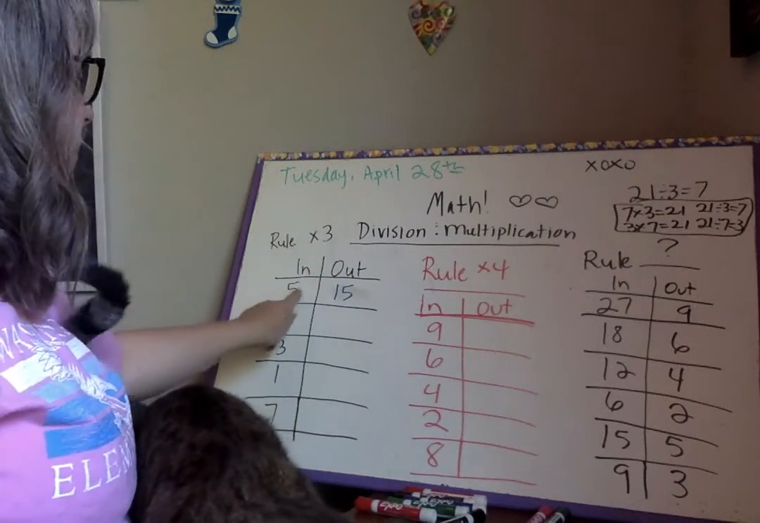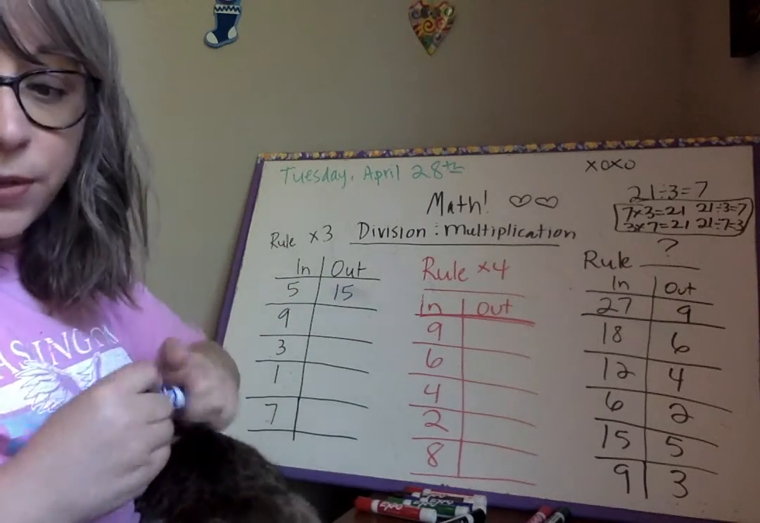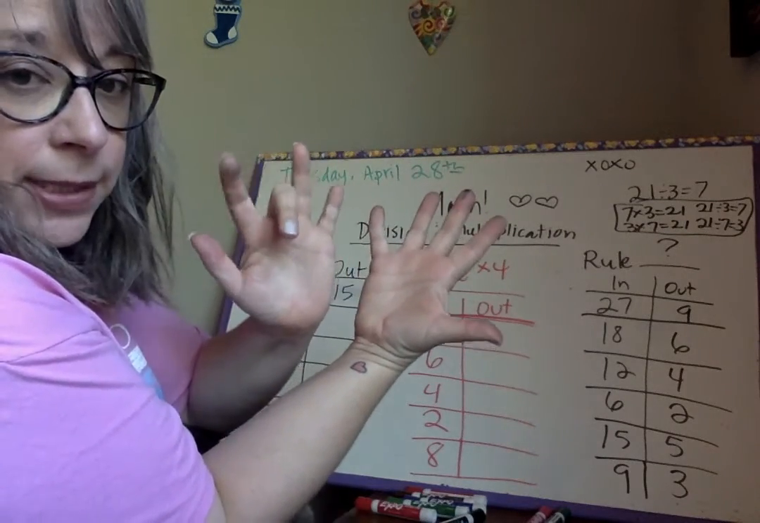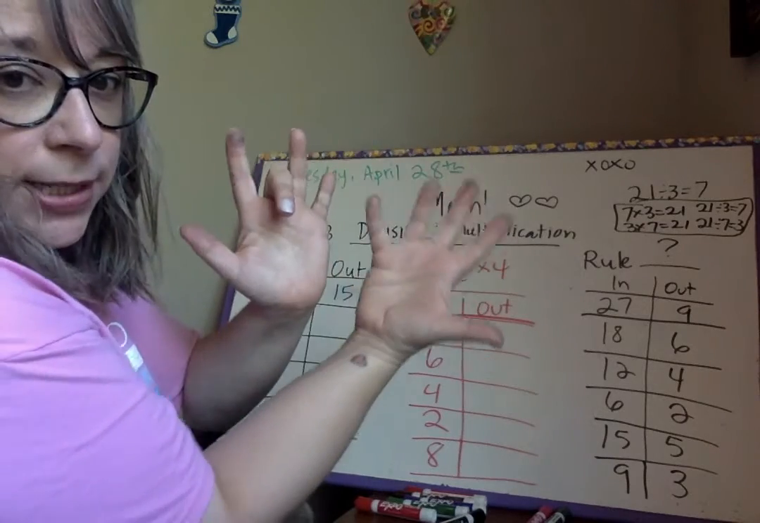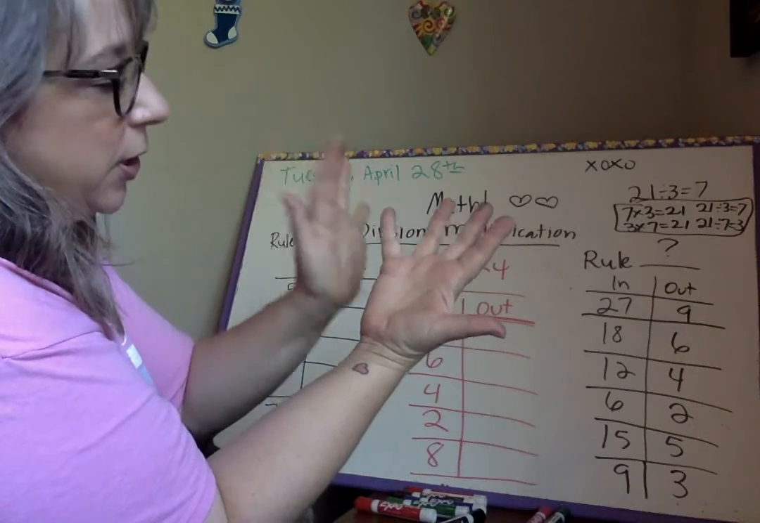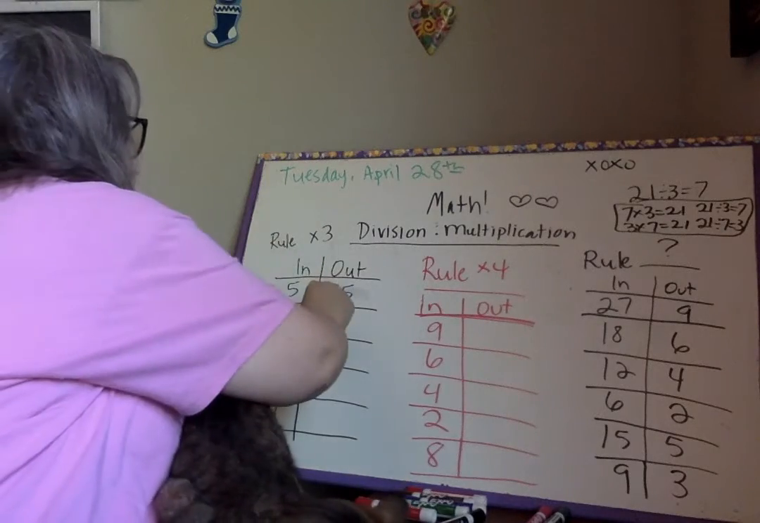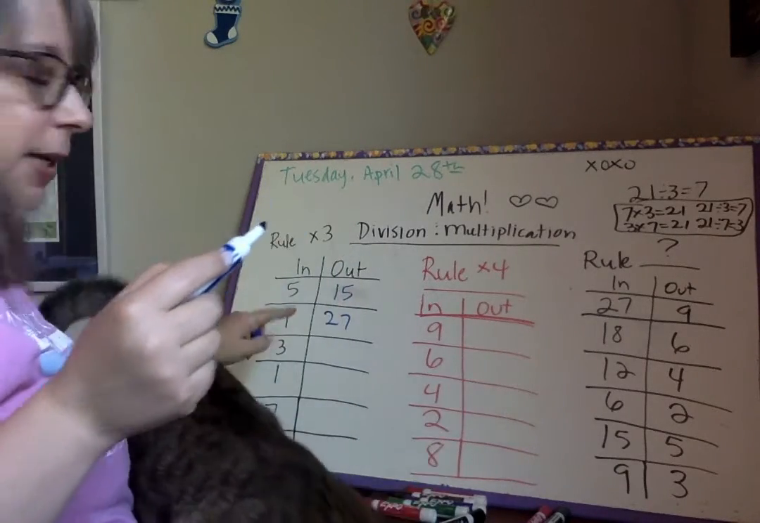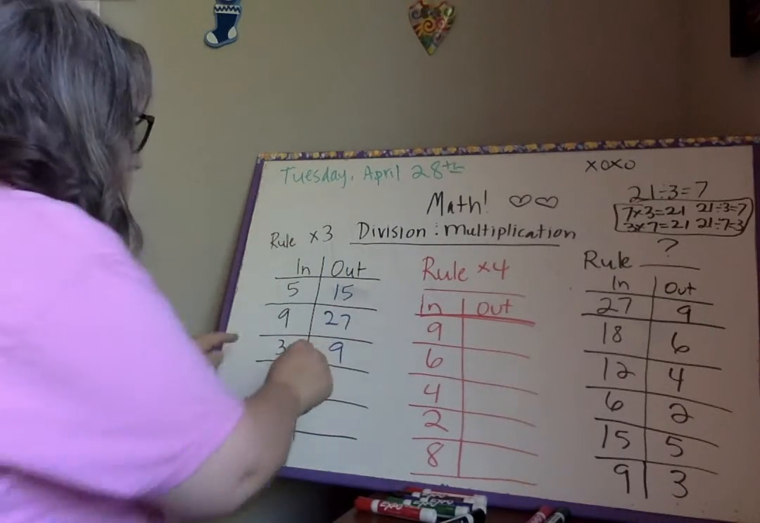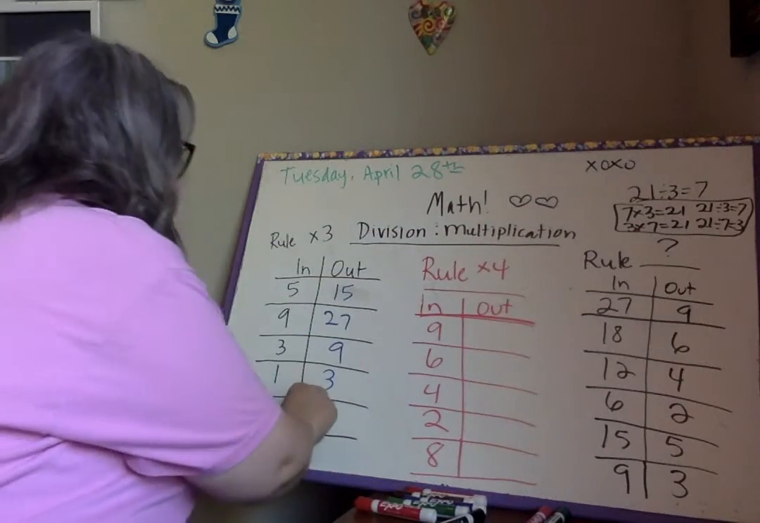All right, so we know 3 times 5 is 15. 3 times 9, okay, so remember how to do our little trick? So 1, 2, 3. This side of your finger is your tens, and this side of your finger is your ones. So 10, 20, 21, 22, 23, 24, 25, 26, 27. Okay? 27. 3 times 3, 3, 6, 9. 3 times 1. And 3 times 7 is 21.